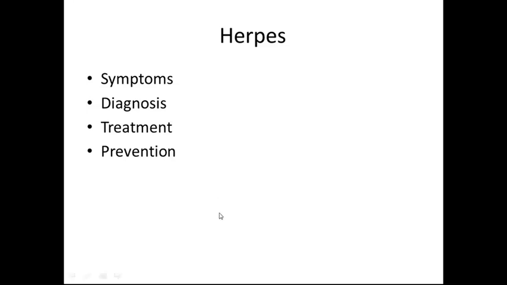The diagnosis is observation, positive viral culture, or blood testing for the herpes antibodies. The treatment is valacyclovir, acyclovir, or famciclovir, which helps minimize the symptoms, but it does not cure the disease. So herpes oftentimes will go into remission in periods of exacerbation. So sometimes you will see it and sometimes you won't.